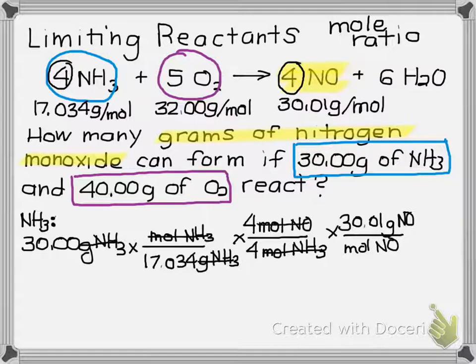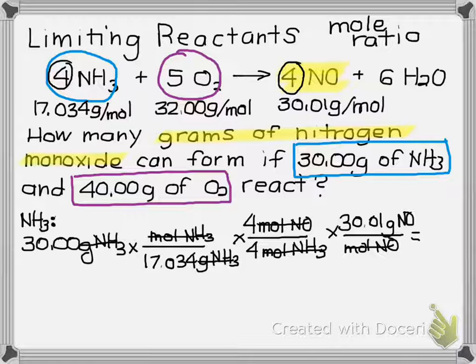That cancels out moles of NO. Now I'm going to get this first answer by plugging it into my calculator. So I'll take 30 and divide it by 17.034, that gives me the number of moles of ammonia. Then I multiply by 4 and divide by 4, which would be the same as multiplying by 1. That would give me the moles of NO, and then to find grams of NO, I multiply by the molar mass.